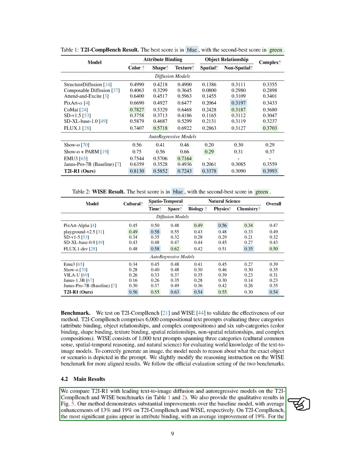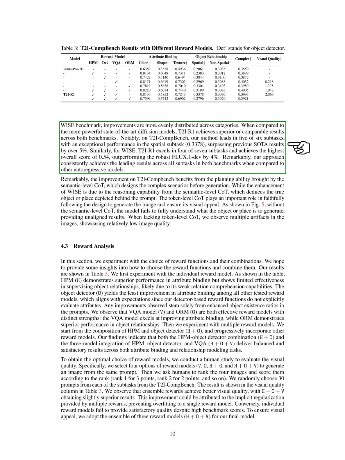Our method shows significant improvements over the baseline, with average gains of 13% on T2I Comp Bench and 19% on WISE. The most notable improvements on T2I Comp Bench occur in attribute binding, with a 19% average increase. For WISE, the enhancements are more evenly spread across categories. When compared to advanced diffusion models, T2I-R1 achieves equal or better results on both benchmarks.